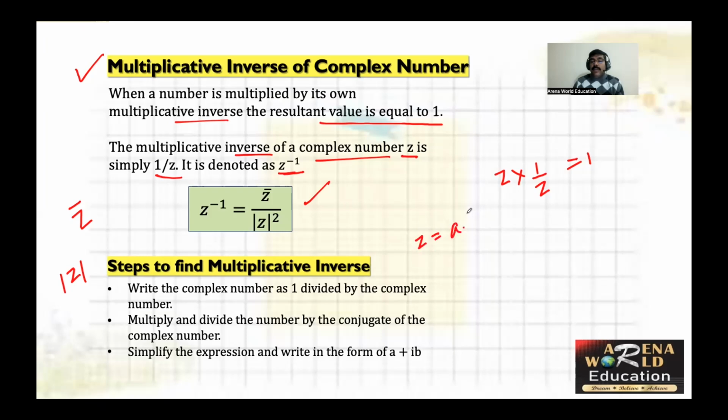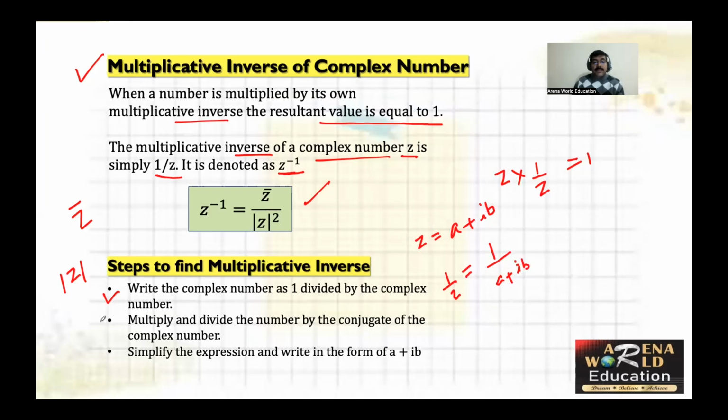So we know z is equal to a plus iota b, right? So when we find the multiplicative inverse, we write it as 1 upon z. So 1 upon z will be 1 upon a plus iota b. Always remember, when we find the multiplicative inverse, first of all, we write 1 divided by the given complex number. So here we have taken the complex number as a plus iota b, and 1 upon z will be 1 upon a plus iota b, right?